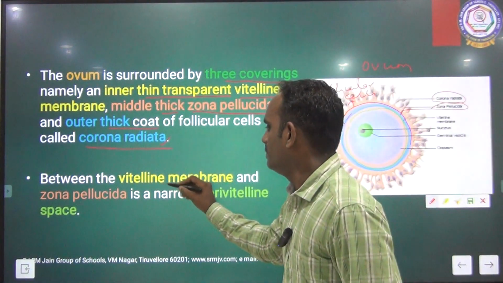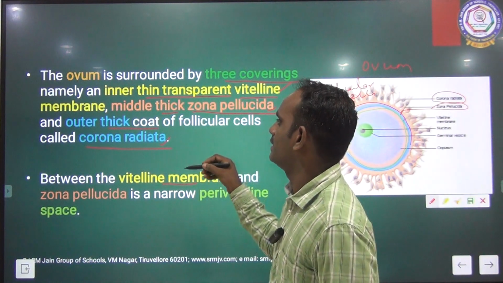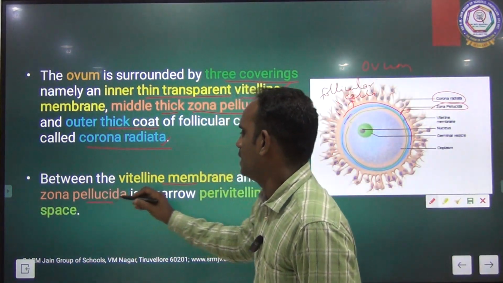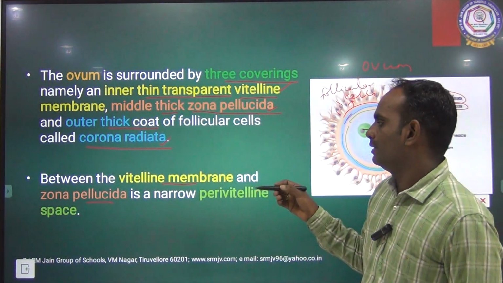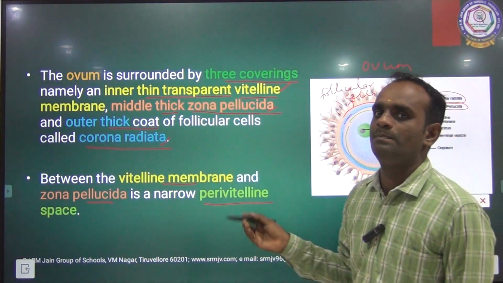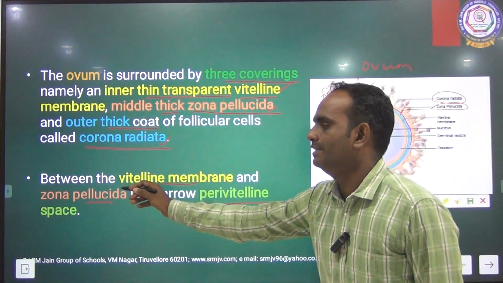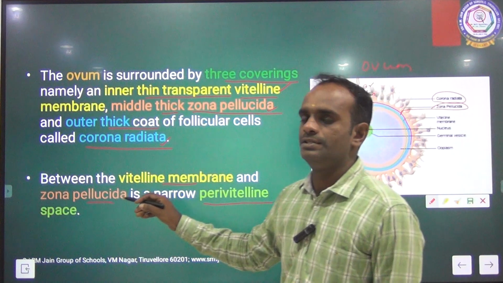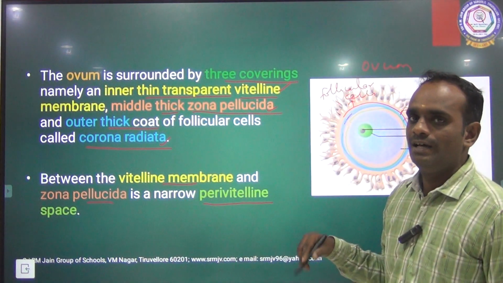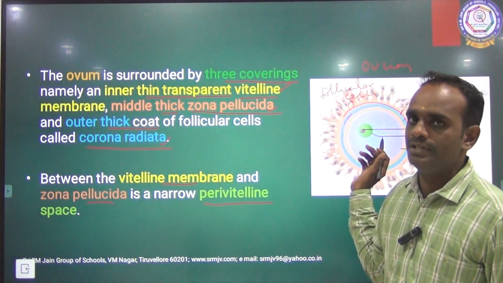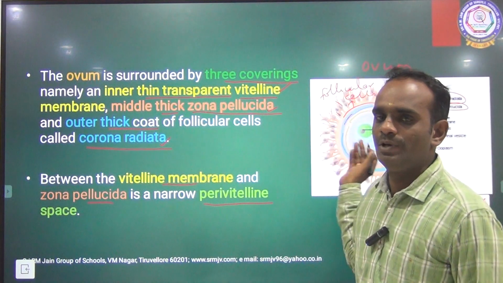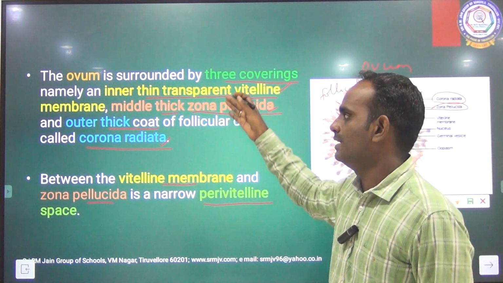Between the inner thin transparent vitelline membrane and the middle zona pellucida, there is a narrow space called perivitelline space. This is also one of the important questions frequently asked in exams. Structure of human ovum: you have to draw the diagram and write the explanation.